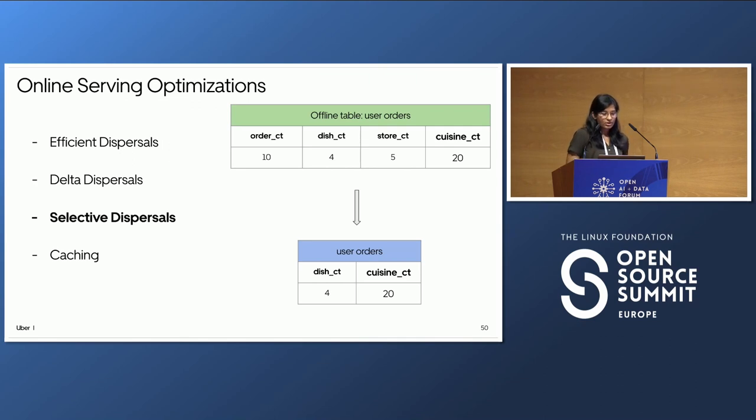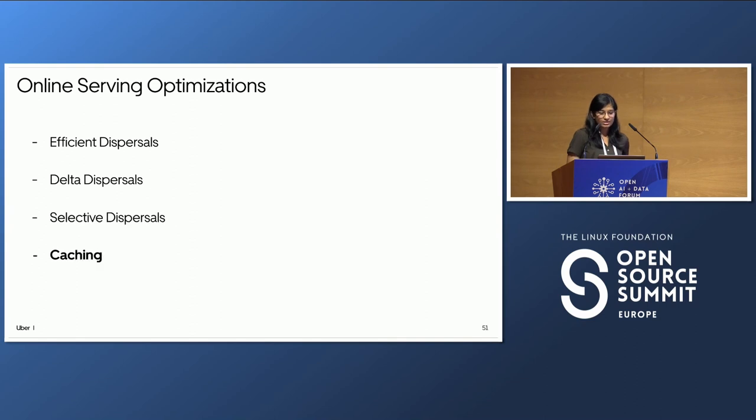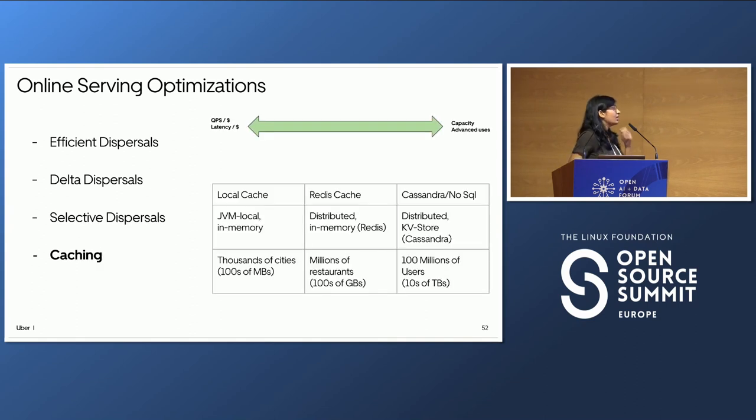The last part in online serving optimizations is caching. Caching is more or less straightforward. We have local cache, Redis cache, and Cassandra. If your data set cardinality is low, for example city level features where we only have a few thousand cities, then we can just cache it locally. Local cache mostly comes for free because we use the memory of the serving servers. If you have hundreds of GB of data, like a store level feature, then we use Redis. And if it is a feature at the level of an eater or a driver, where we have millions or billions of rows, we use Cassandra. Local cache and Redis are much cheaper than Cassandra, so this helps us optimize the cost for Cassandra.